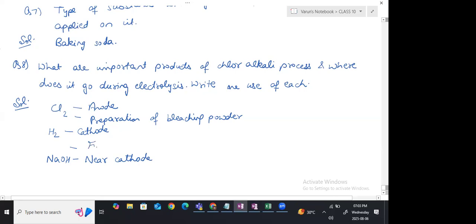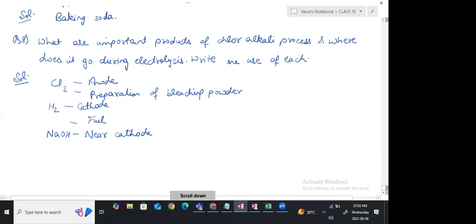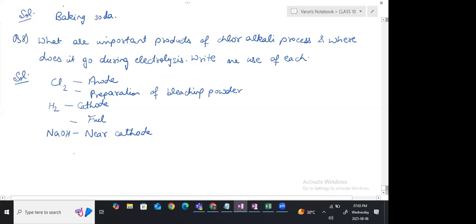H2 we can use as a fuel. Ma'am, all strong bases which are completely ionized are soluble in water. Yes, because if it is a strong base, it means it is dissociating completely.